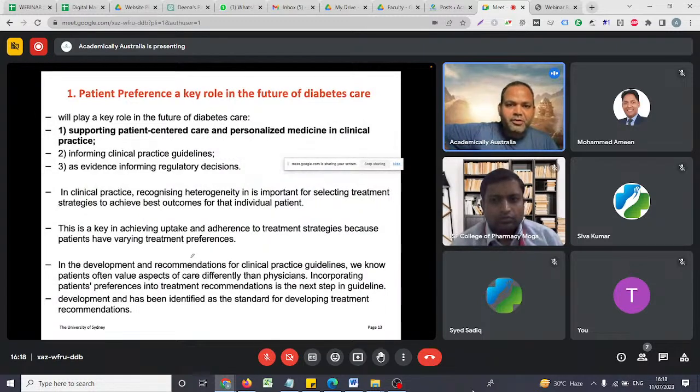We must include it especially in personalized medication care or in clinical practice, or if we have a formulary in our own hospital, or a standard treatment guideline to treat diabetes in our hospital, we can implement this kind of thing. Another thing is clinical practice guidelines informing decisions. And again, the regulatory bodies can also take decisions based on this patient preference.